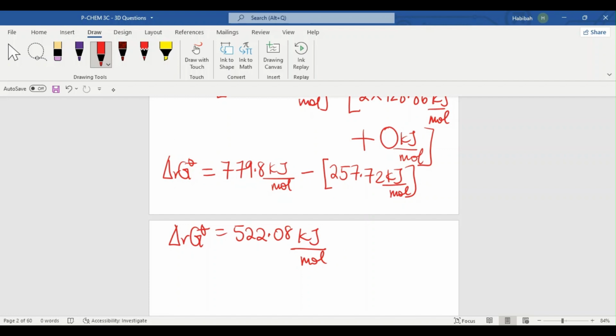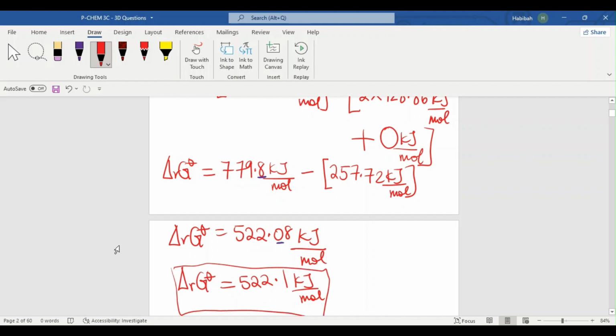Now let's not forget that when we're doing our work, we have to look at the proper number of decimal places. And we see that in the initial information in the question, one of the Gibbs energy of formation values has 1 decimal place. So it has the lowest number of decimal places, so we have to put our answer in that number of decimal places. So we have this answer to be 522.1 kilojoule per mole. And this is basically the answer to this question.